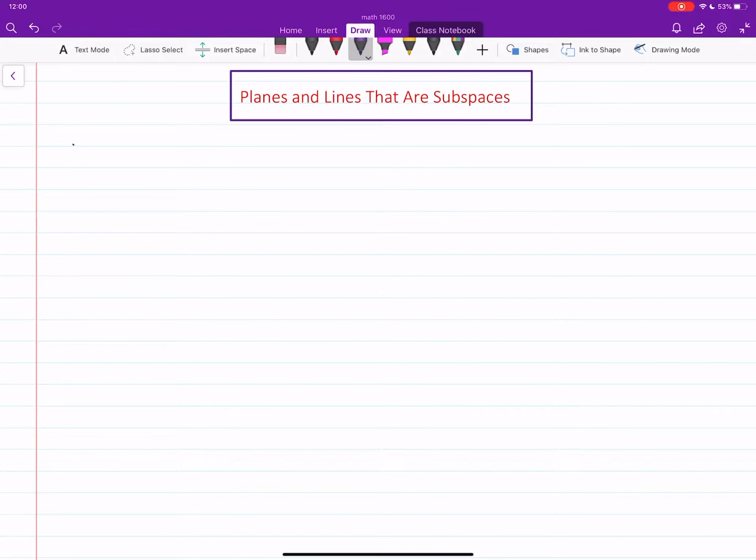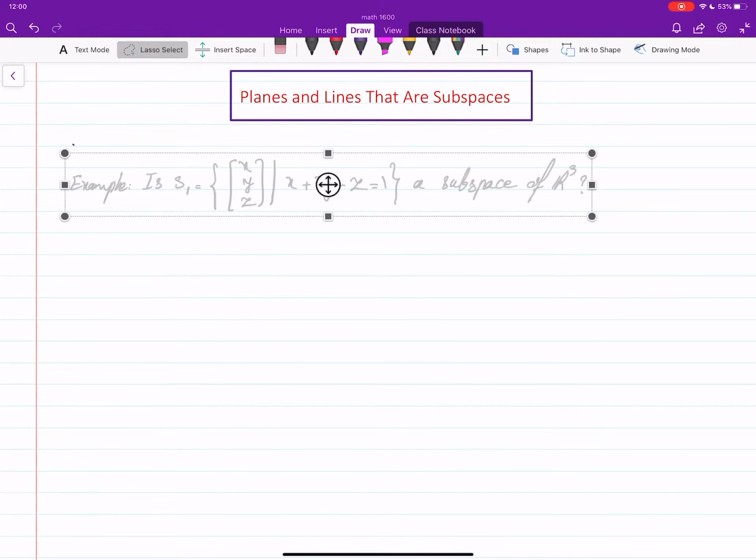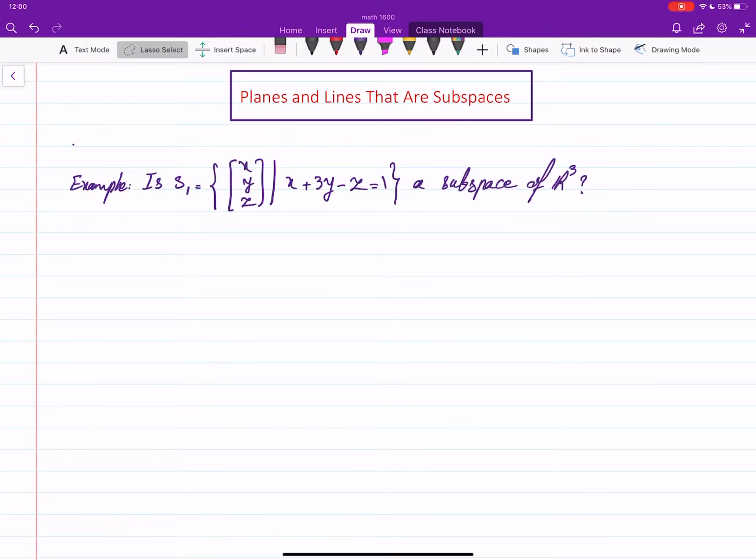Hi, in this video we will learn when a plane or a line is a subspace in R3. Well, let us start with one example. The example is S1, which is the set of all vectors in R3 whose components satisfy this equation: x plus 3y minus z is equal to 1. Is this a subspace of R3 or not?